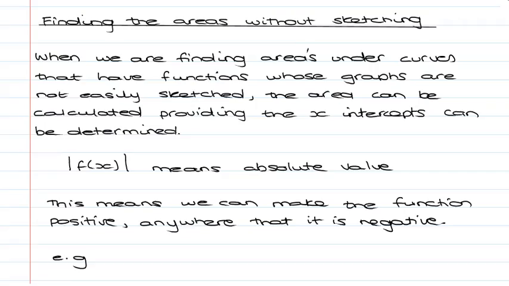Here are some notes. When we are finding areas under curves that have functions whose graphs are not easily sketched, the areas can be calculated provided the x-intercept can be determined. We are already familiar with this absolute value sign as we've been using it with any areas that are below the x-axis. This method means that if we take the absolute value of everything, then we will always make sure we have a positive anywhere that there is a negative.